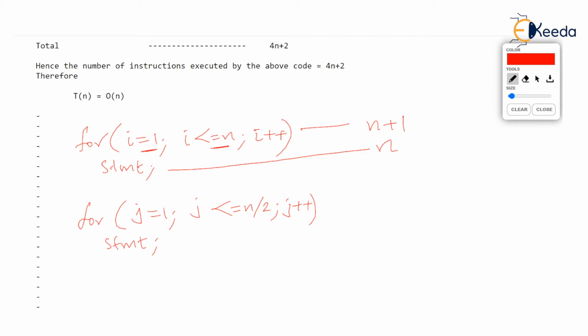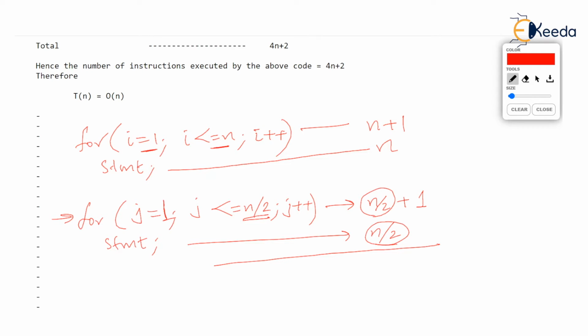Similarly, for the next for loop, j is going from 1 to n by 2, isn't it? So the for itself is checked n by 2 plus 1 times, and the statement runs n by 2 times. This is our frequency count method, isn't it? So what is the total count? How many times do the instructions run? It is n plus n by 2 plus n by 2, which is 2n plus n, so 3n, plus 1 plus 1, that is 2.